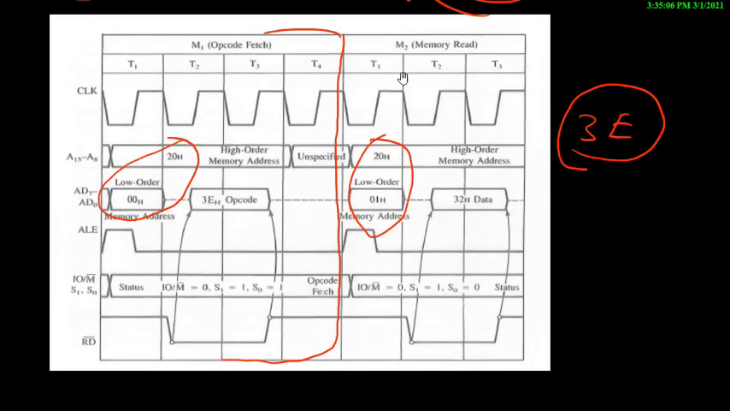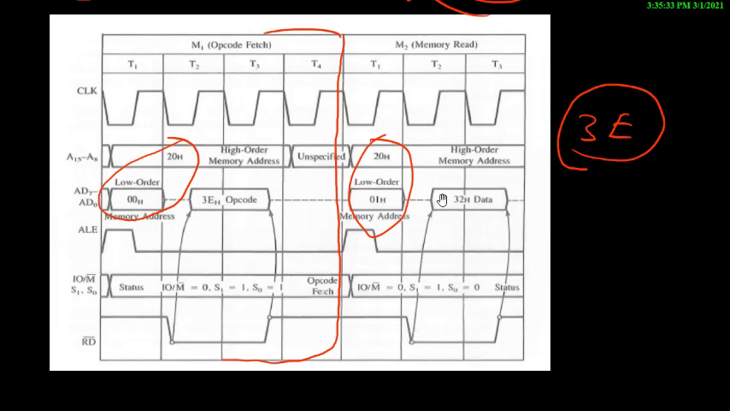So in the second machine cycle, which is the memory read machine cycle, in the first T state the entire address is placed on the address bus, and the ALE signal goes high to indicate this low order bus is acting as an address bus. And in the second T state, the read signal becomes low, indicating that it is a read operation. And of course here we can see the status signal, which indicates it is a memory related operation.